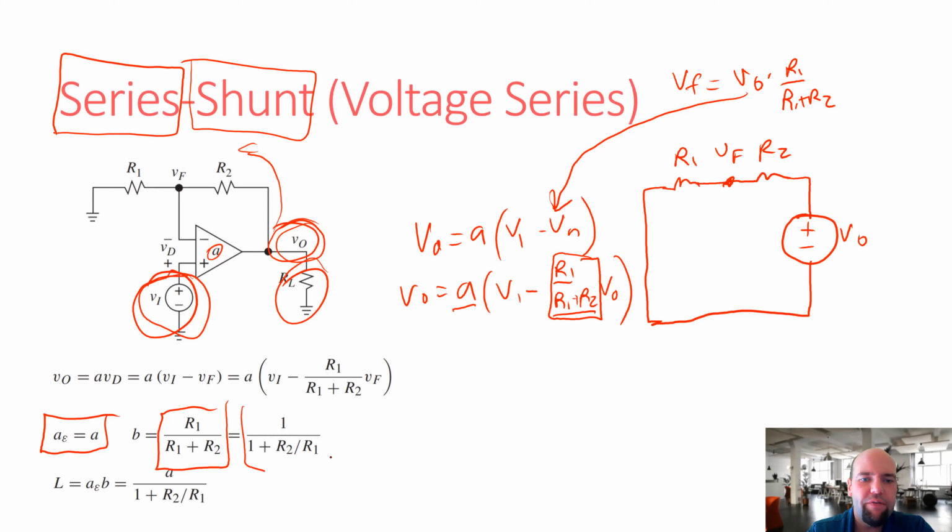Or it can be rewritten if you want to rewrite it. If you want to divide the numerator and denominator by R1, you can get it in the other form. And the loop gain is the product of these two. And the loop gain is this.